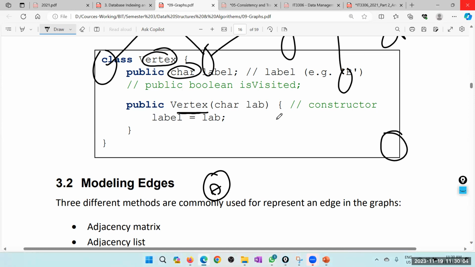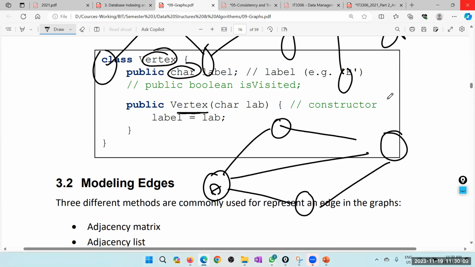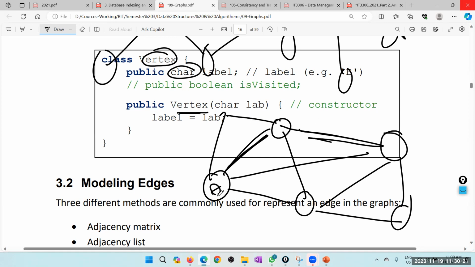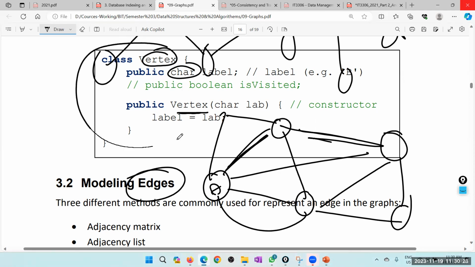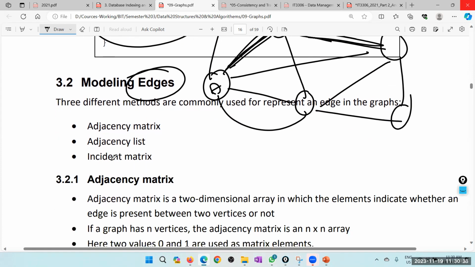Now our challenge is how to model these edges. In graphs, we model these edges in a separate way, because there can be so many possibilities, and sometimes even multiple edges are there. Therefore we model edges separately. So we keep our vertex very simple, just the data, and we model these edges without the help of the vertex or the node, independently.